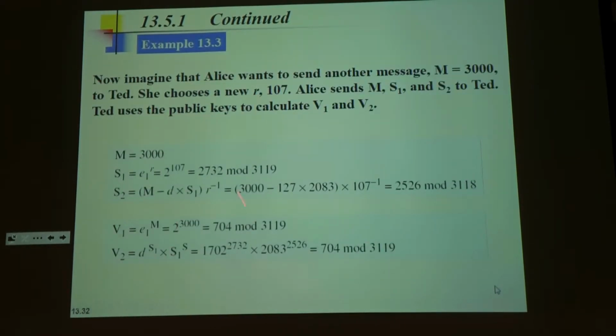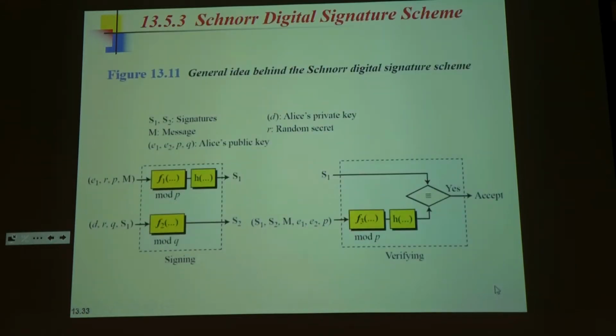All right. Now imagine that Alice wants to send another message, M 3000, today to Ted. She chooses a new R, 107. Alice sends S1, S2 to Ted. Ted uses the public key to calculate V1 and V2. So M will generate S1, S2. This will be 2732, 2526. Then you create V1, V2. They are equal here. Then it's an authentic message. So we used RSA, we used ElGamal, which are our regular applications that we have used.